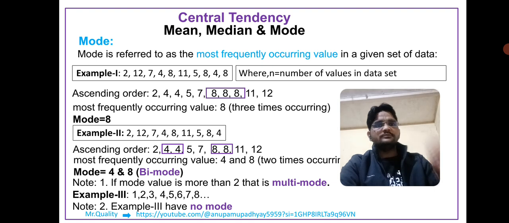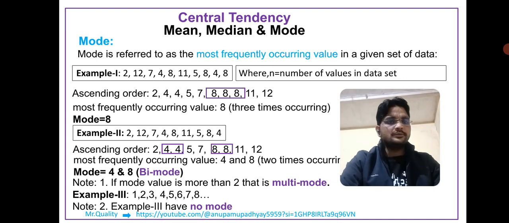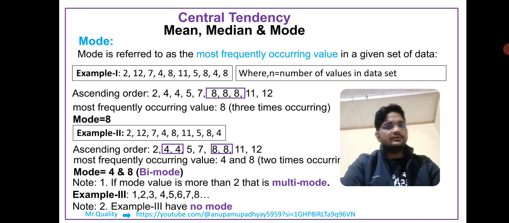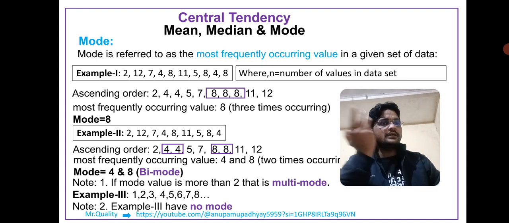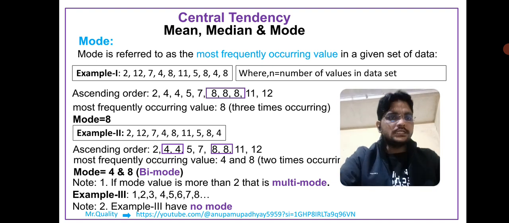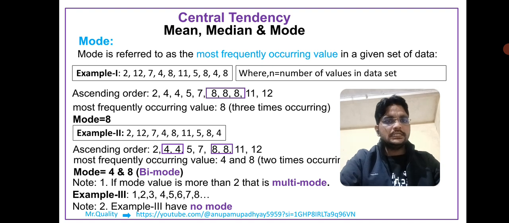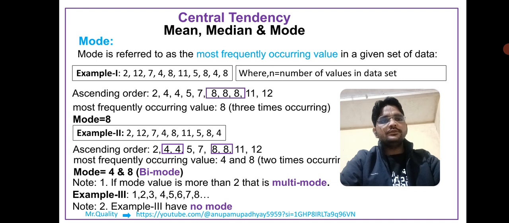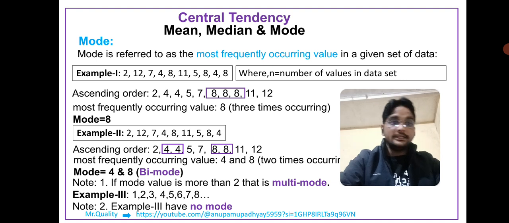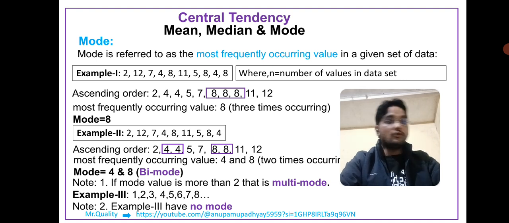Example 2: we have a data set of 2, 12, 7, 4, 8, 11, 5, 8, 4. If we arrange the values in ascending order, the values will be 2, 4, 4, 5, 7, 8, 8, 11 and 12. The most frequently occurring values are 4 and 8, each occurring 2 times. So there are 2 modes, 4 and 8, that is bimodal.